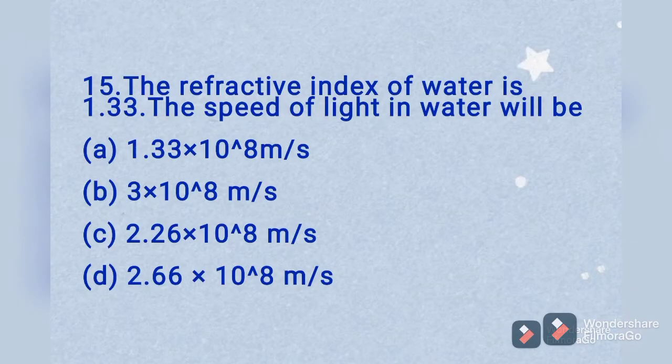15th question. The refractive index of water is 1.33. The speed of light in water will be: option A, 1.33 into 10 power 8 meter per second. Option B, 3 into 10 power 8 meter per second. Option C, 2.26 into 10 power 8 meter per second. Option D, 2.66 into 10 power 8 meter per second.